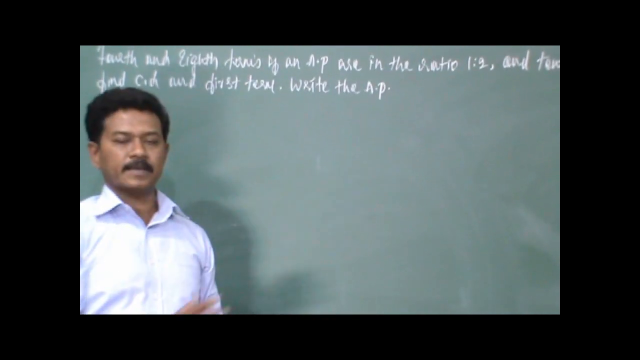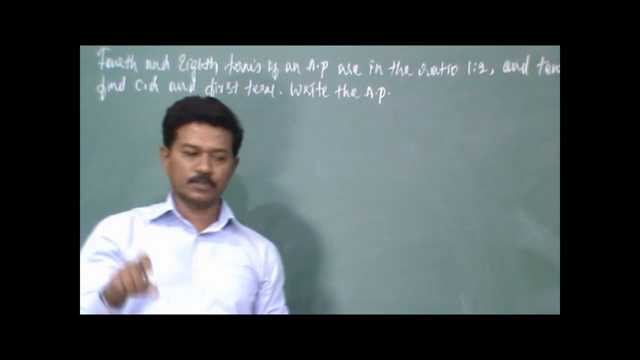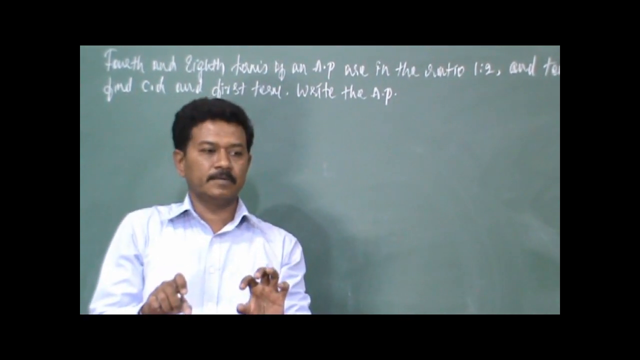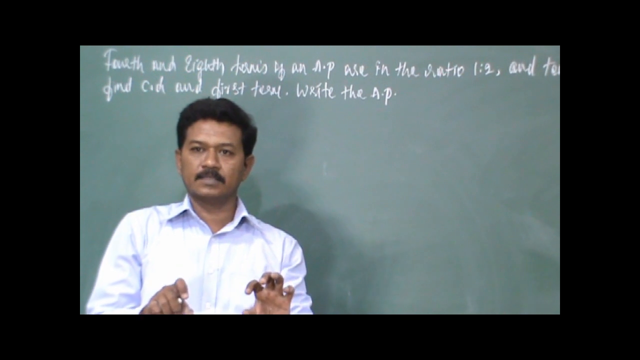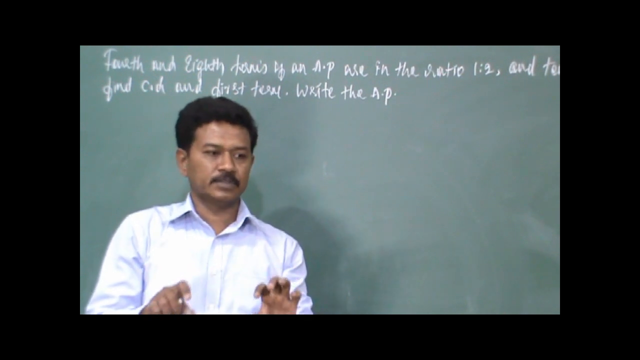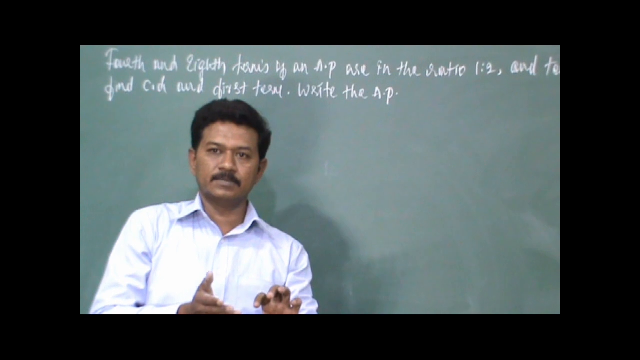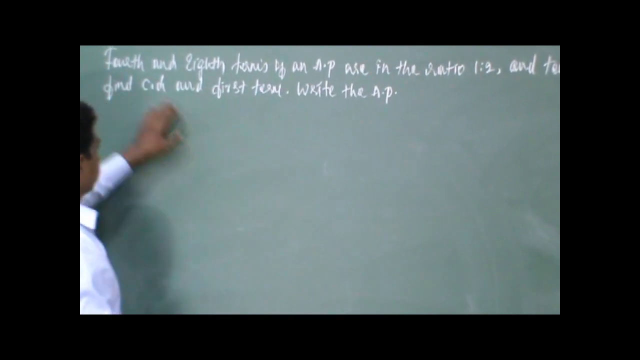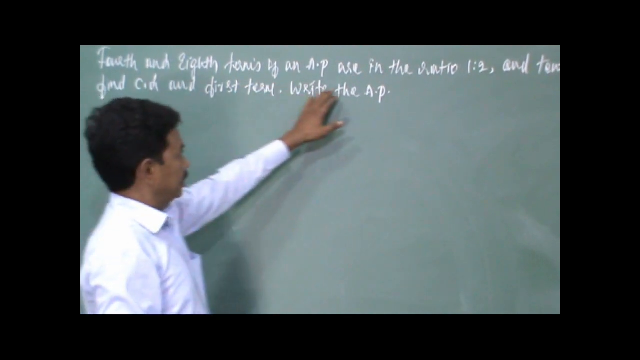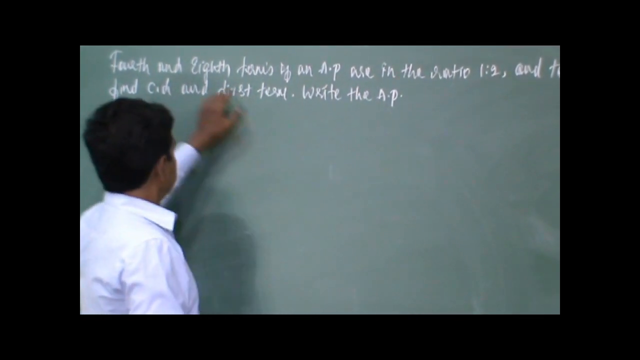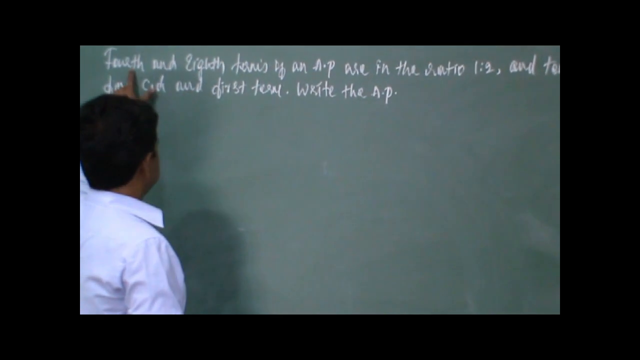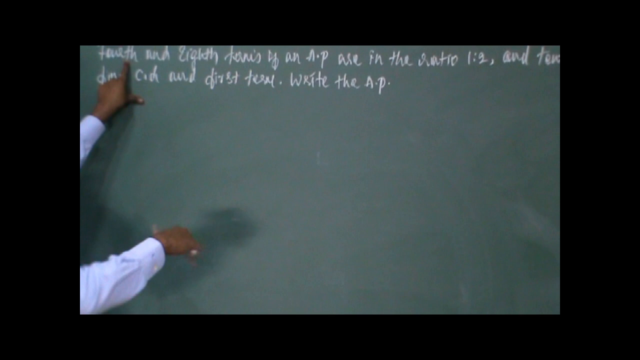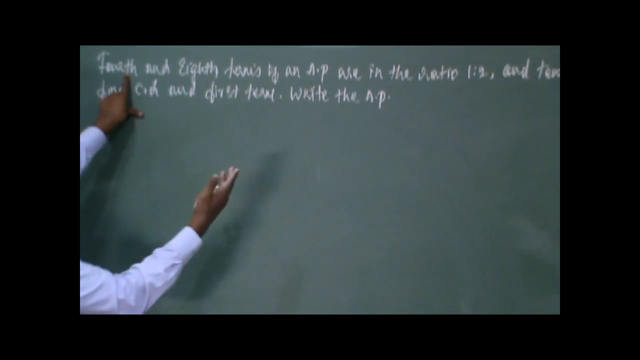So some AP is there. In that AP, he has taken the 4th term, he has taken the 8th term, he has placed one below the other or one beside the other. He has taken the HCF of both the terms, he has cancelled, and he has come to the ratio 1:2. So that means the 4th and 8th terms of an AP are in the ratio 1:2, which means the 8th term is twice the 4th term. The ratio indicates that.